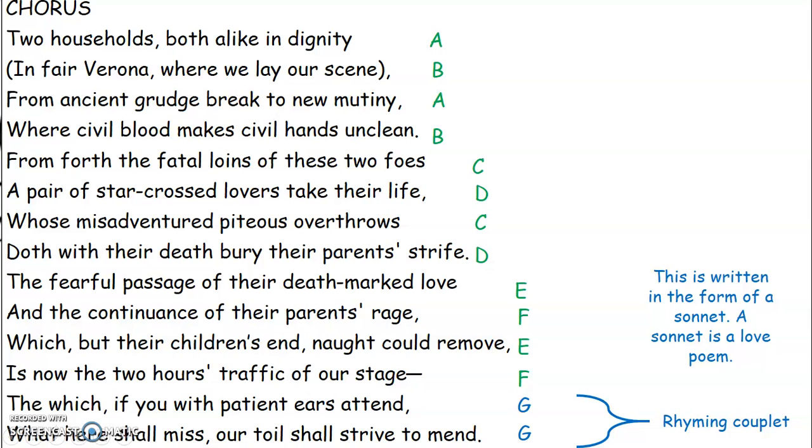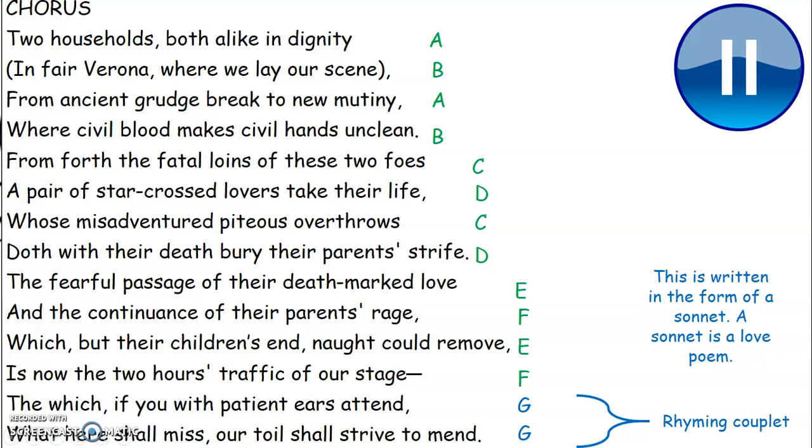This prologue is actually written in the form of a sonnet, and a sonnet is a love poem, so that is significant because we're looking at Romeo and Juliet and you know it is about love. So make sure you're making a note of this.